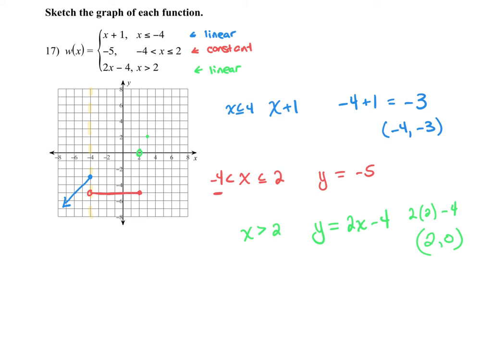6 minus 4 is 2, right? So at the point 3, you should be at 2, 3, 2. So if you don't remember, just pick a point that is in that. And that is your piecewise function.